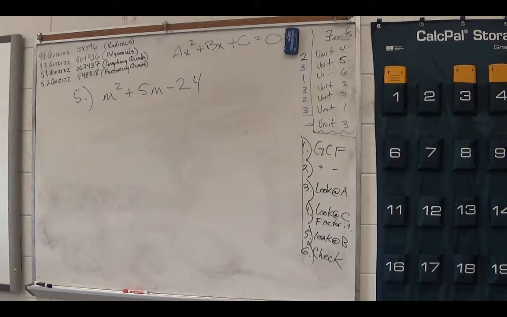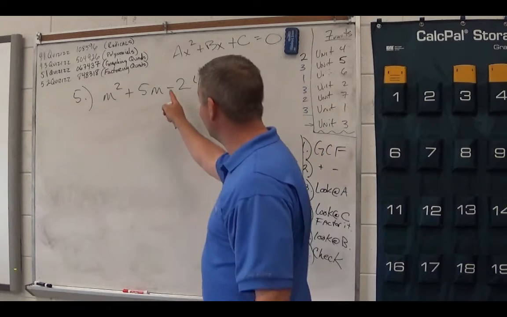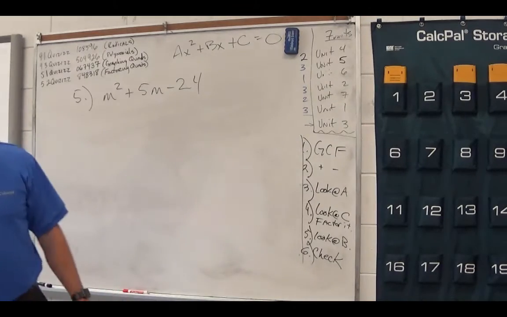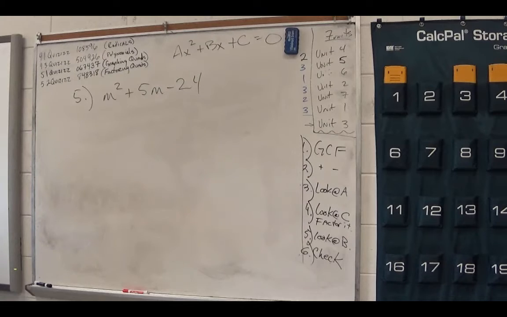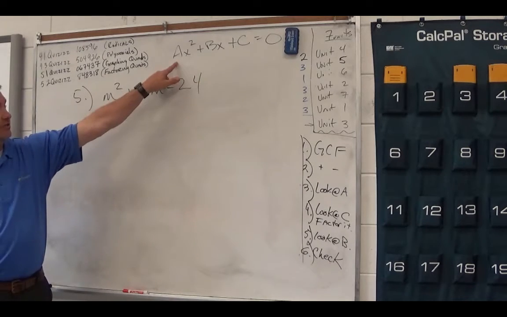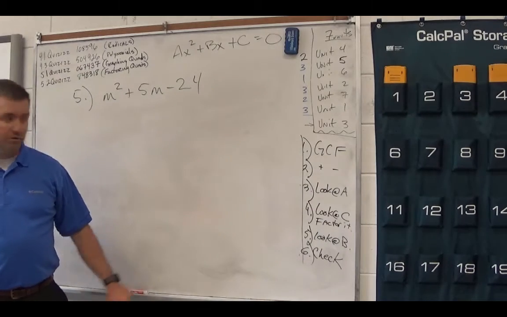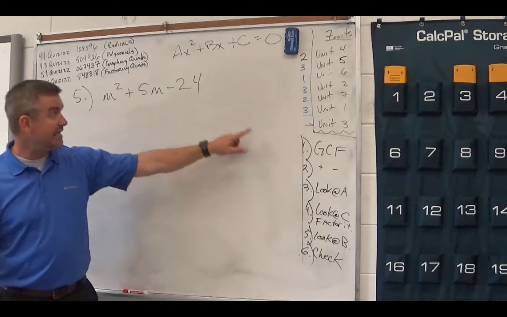Step 3, take a look at A. And really, step 2 or 3 can happen at the same time. They're not necessarily in order. 2 is look at the signs. I have a plus or a minus there to tell you, look at these signs. Look there and then look there. Step 3 is take a look at A. What is A? A is the coefficient in front of x squared. Step 4 says look at C and factor it.